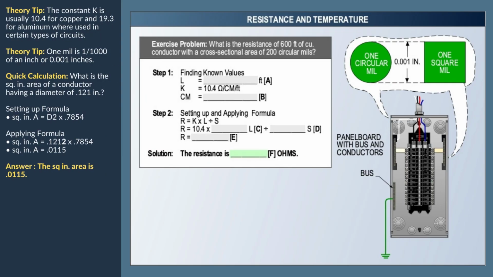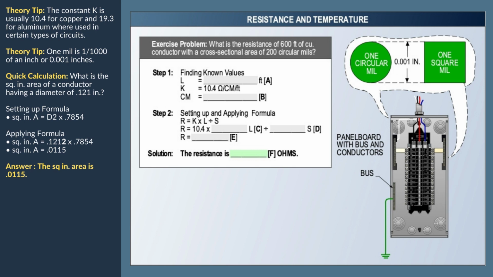In an electrical circuit, the resistance of a given conductor varies directly as its length, and inversely as the area of its cross-section. However, the temperature must remain constant for this rule to apply. This rule may be expressed in a formula as follows: R, which is the resistance, equals K, which is the constant, multiplied by L, which is the length, then divided by S, which is the cross-sectional area.